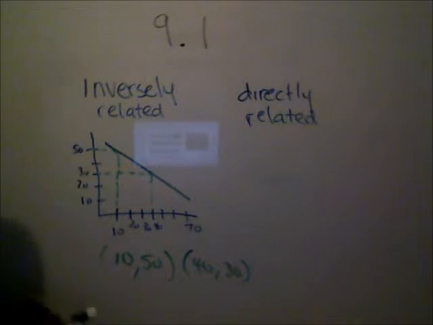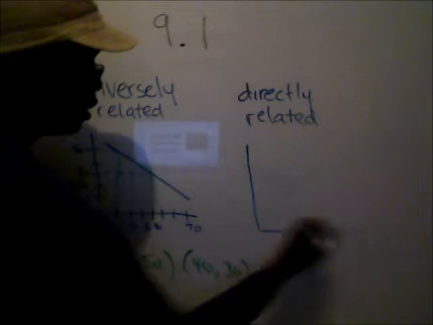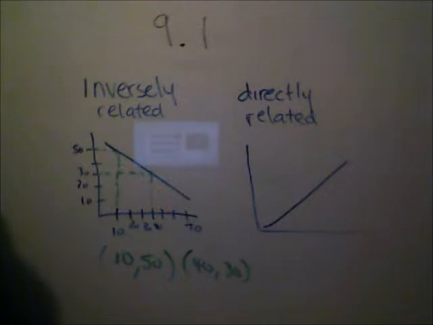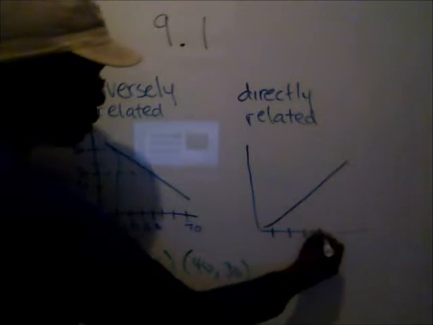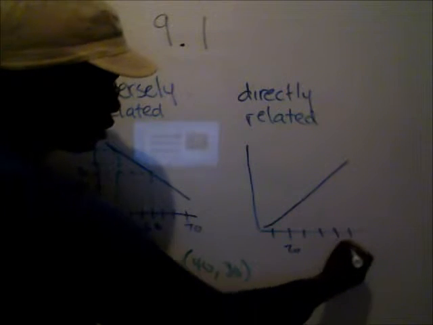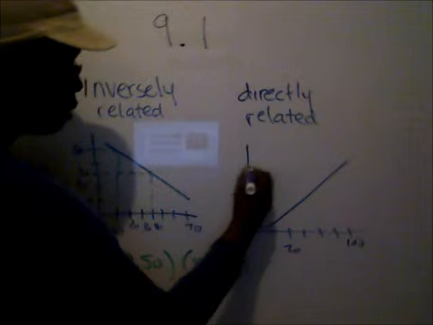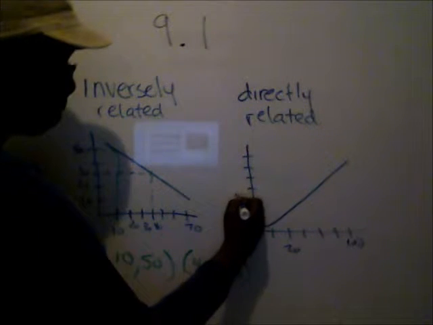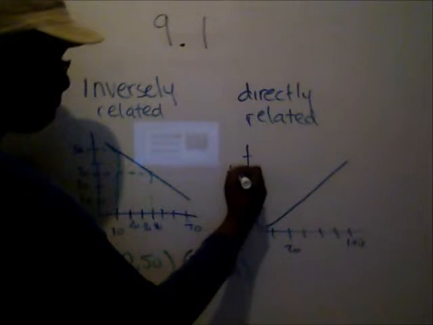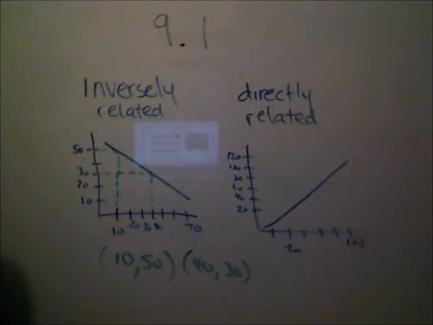Let's look at it for something that's directly related. It would look like this. It's going to have a positive slope. Let me throw in some numbers across here, and some numbers up here. Okay, so we illustrate that point.